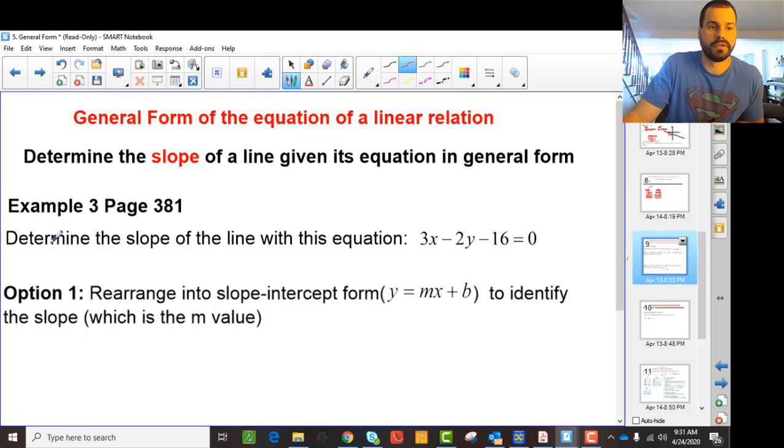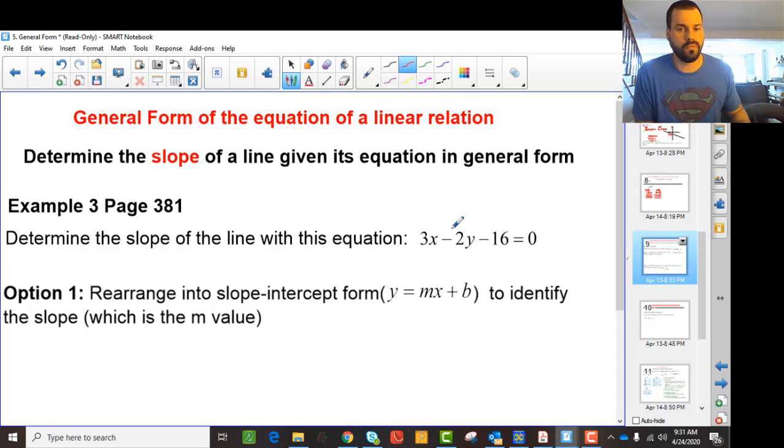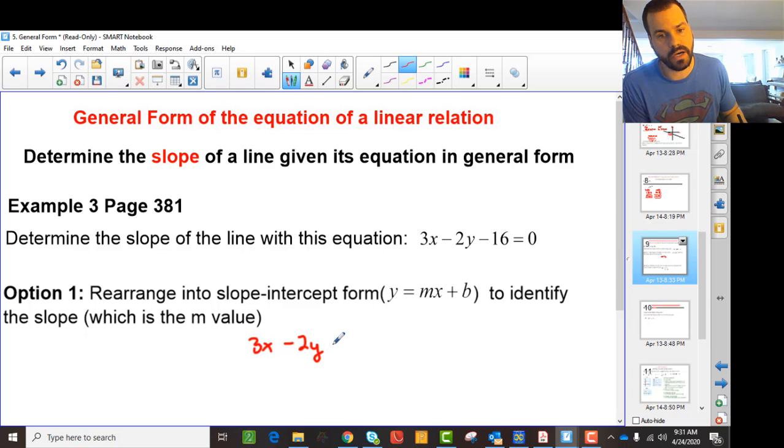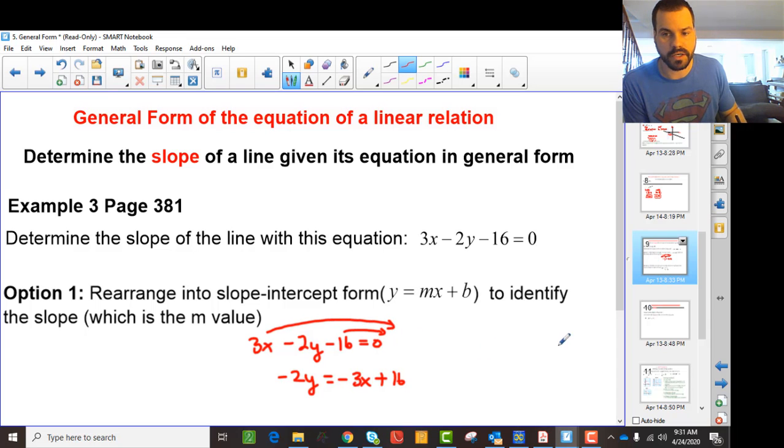All right, now, here's another one. It says, determine the slope of this line. So how do we find the slope from this? So one way to do it is to solve for y. So if I have 3x minus 2y minus 16 is equal to 0, that means that minus 2y is equal to minus 3x plus 16. You just take these two over the other side of the equation and change their signs.